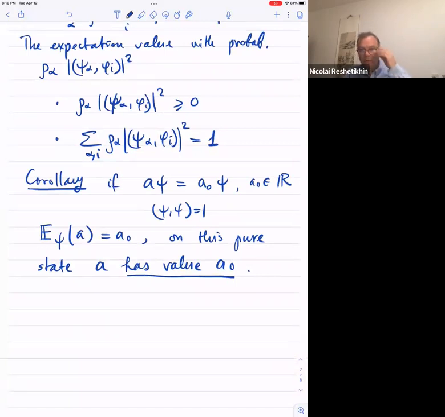A doesn't have a value on a mixed state, nor on a pure state which is not an eigenvector. But if the pure state happens to be an eigenvector, then this is a state where we observe A with probability 1, and the value which we will find is exactly A0. So A has value A0 on P psi with probability 1.